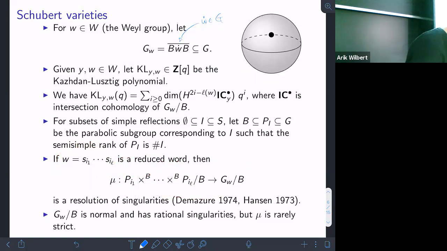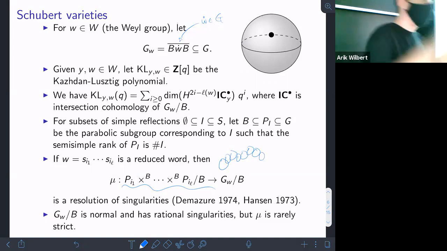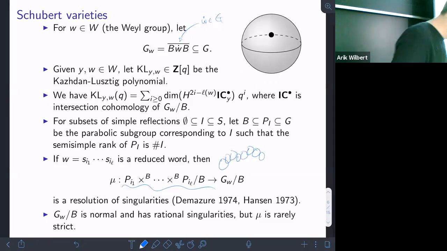So what this is like is an iterated fiber bundle of CP1. So kind of just by analogy, I like to think of it as like a configuration of magnetic balls, just kind of in different positions. Okay. And using this resolution, you can prove that all Schubert varieties are normal and have rational singularities. But one sort of fault, sort of something not as good about these resolutions is that they're rarely strict. So the fibers are typically really large.